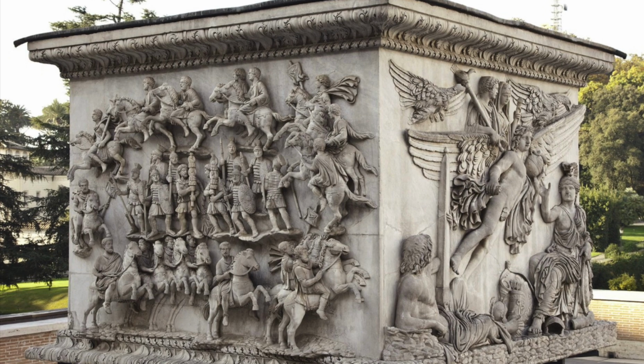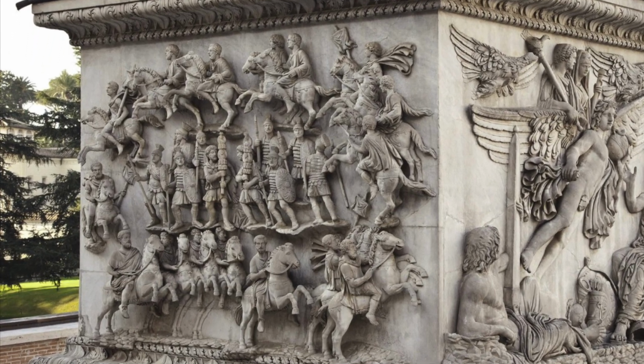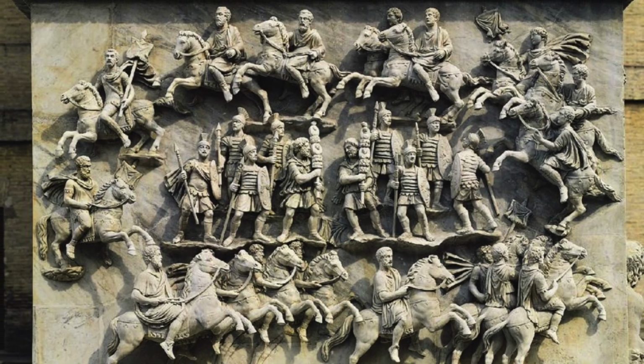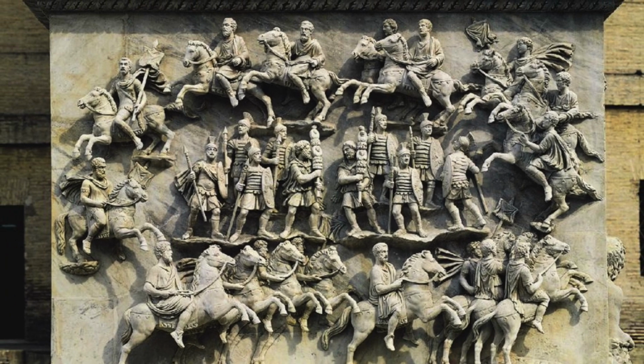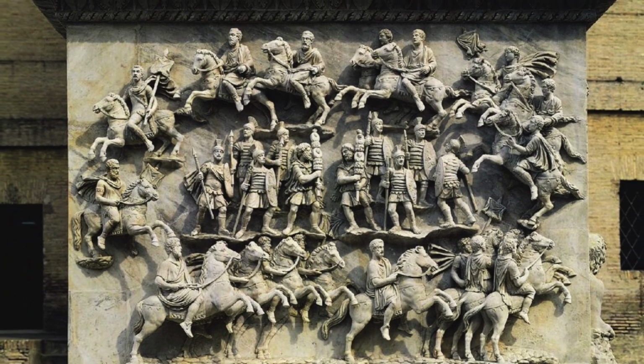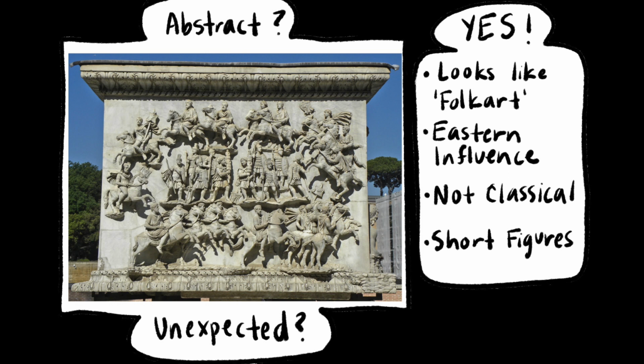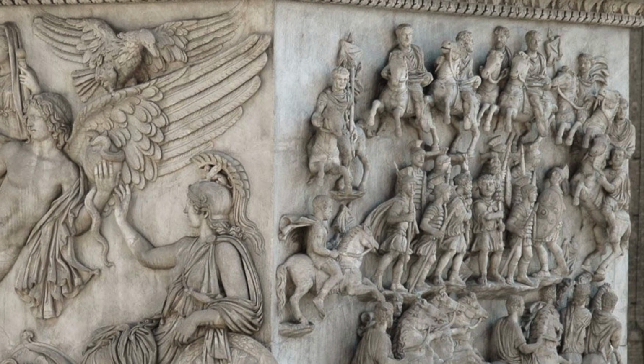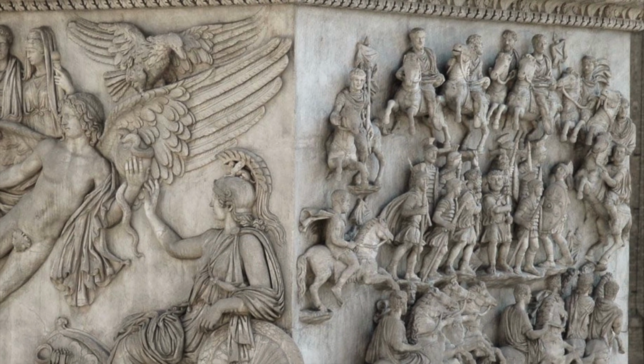The decurso relief is significantly different from the apotheosis. It breaks from the classical style. The surface is the ground, so the relief is unexpected and abstract. The decurso looks more like folk art with Eastern influence and isn't very classical because the figures are short and stocky. The column of Antonius Pius is an important part of Roman relief art.